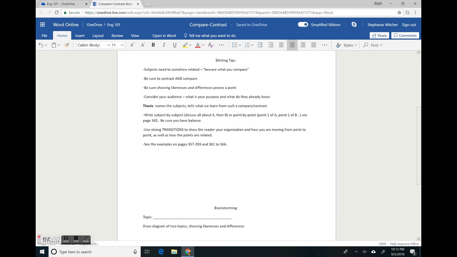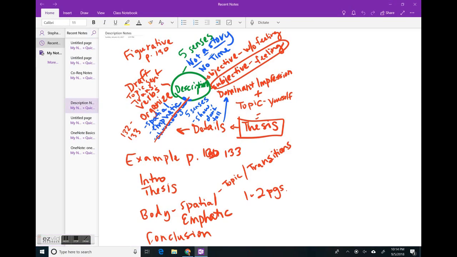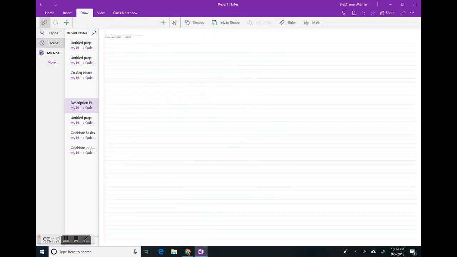Okay, so let's talk about how you plan for this paper and then how you organize this paper. So let me pull up my notebook here. Anytime you're planning for compare contrast, you need to do, there we go. Sorry, I'm waiting for OneNote to open. Here we go. There we go. All right, so you do probably one that you've done before, and that is typically called the Venn diagram. Okay?